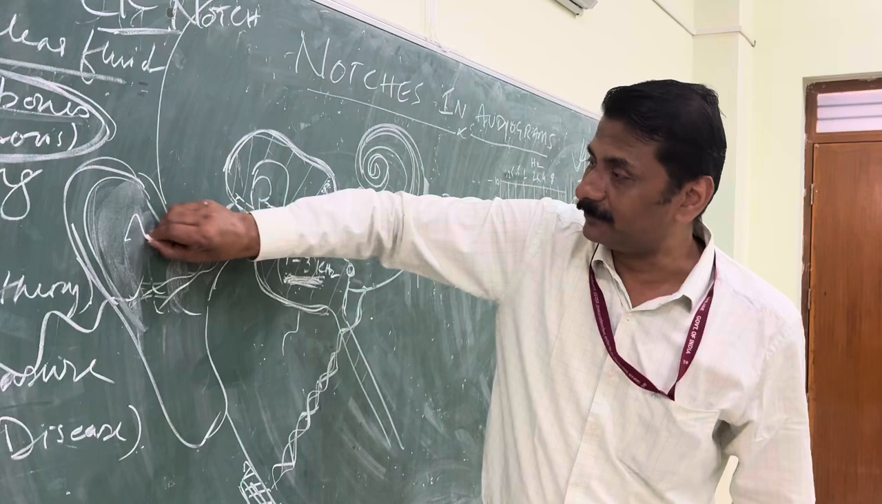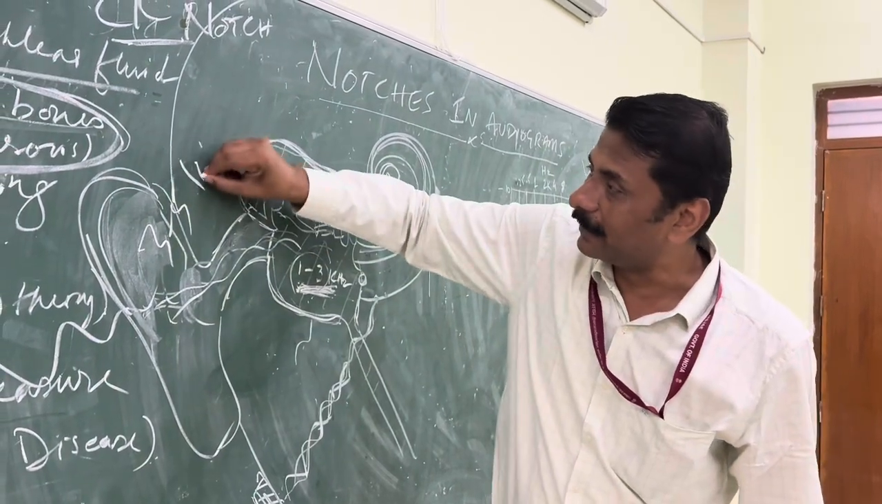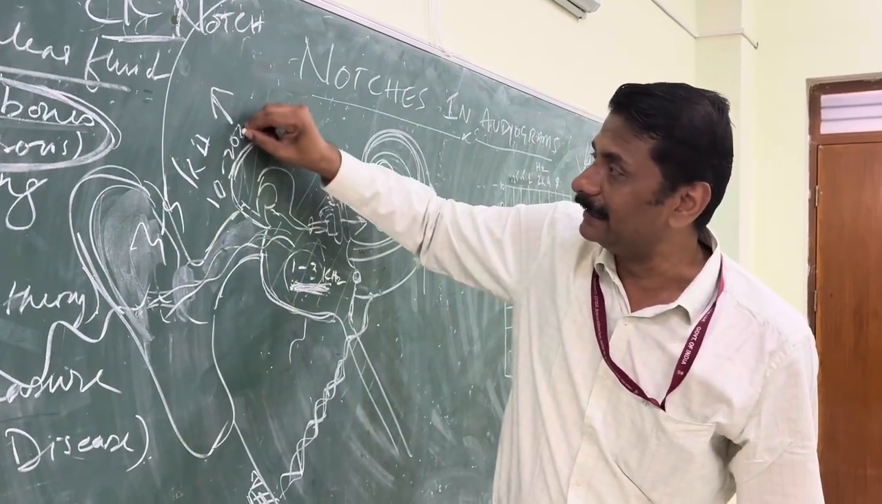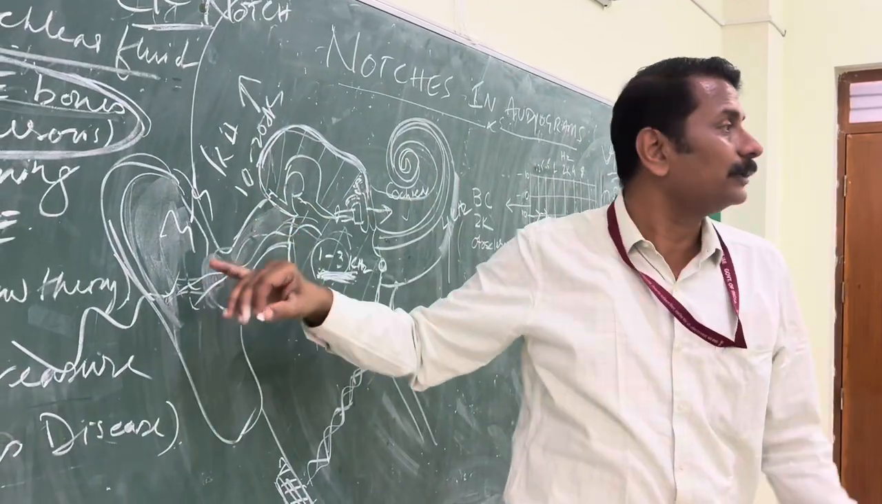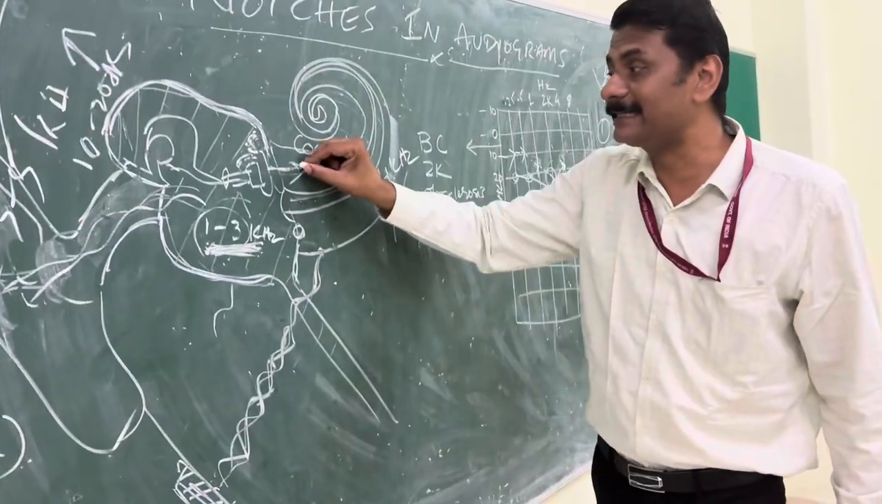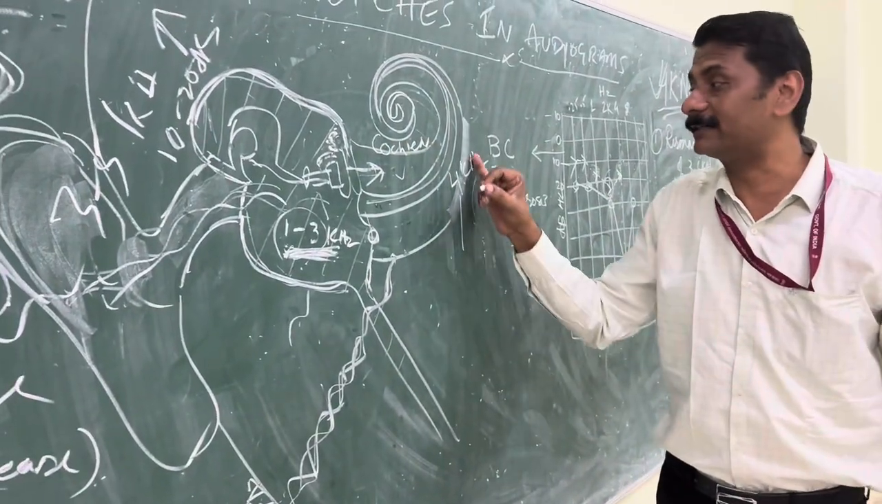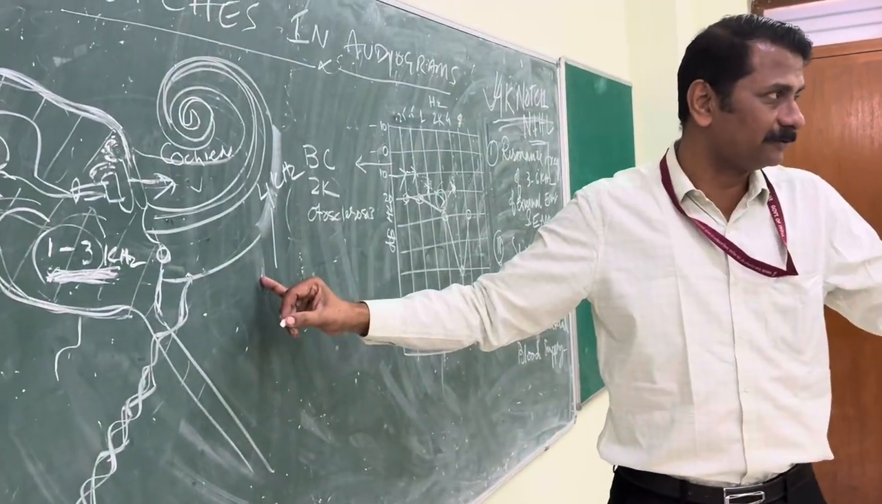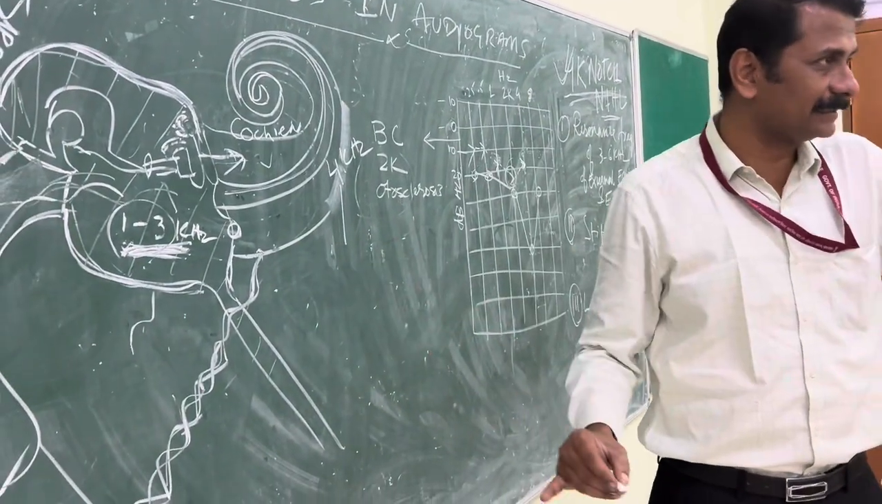So at 3 to 5 kilohertz, what happens? They increase the sound by 10 to 20 decibels. So as the sound gets increased by 10 to 20 decibels, the sounds going inside in the 3 to 4 kilohertz range would be 10 to 20 decibels more as compared to the other sounds. First reason why 4 kilohertz is getting more affected.